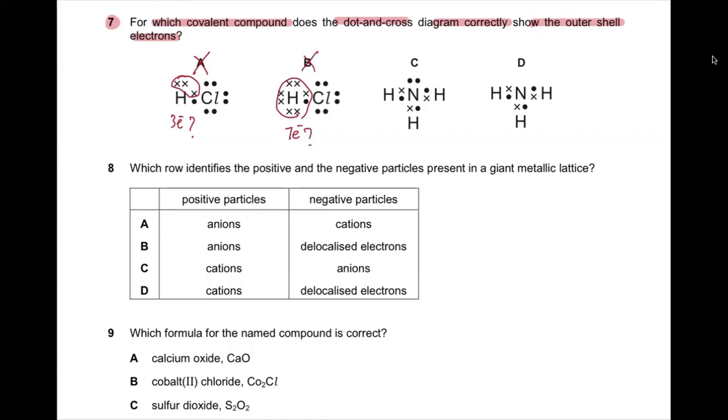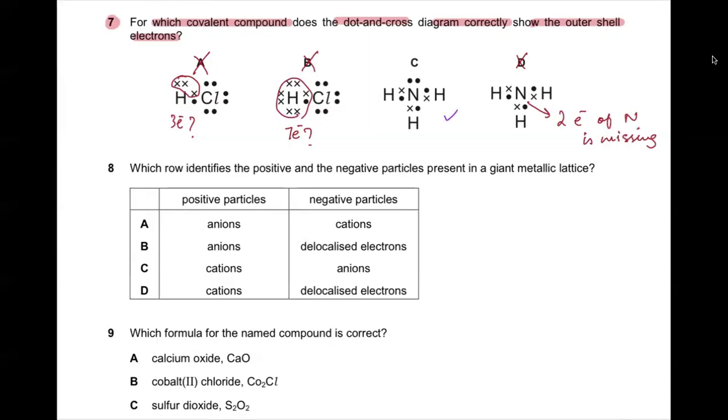So B goes wrong. And for D, over here, if you see, it is also wrong because nitrogen has 5 electrons in its valence shell and 2 electrons of nitrogen are missing. So D goes wrong. And we are left with option C only. So yeah, C is correct.